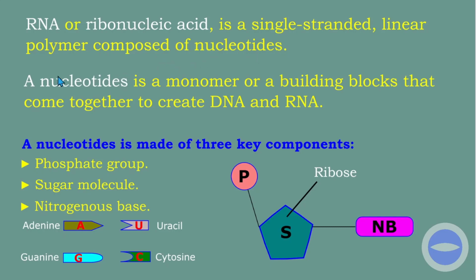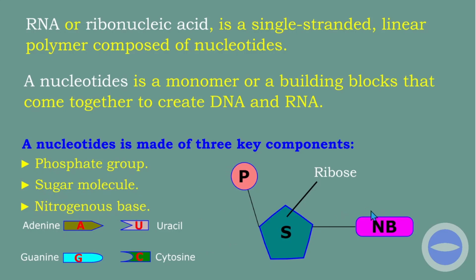The definition of a nucleotide is a monomer or a building block that comes together to create DNA and RNA. Like I say, if you pack nucleotides together, you end up with DNA or RNA. A nucleotide is like a brick, and DNA and RNA are like a house. We use bricks to build a house. A nucleotide is made up of 3 key components: the phosphate group, sugar molecule, and the nitrogenous base.